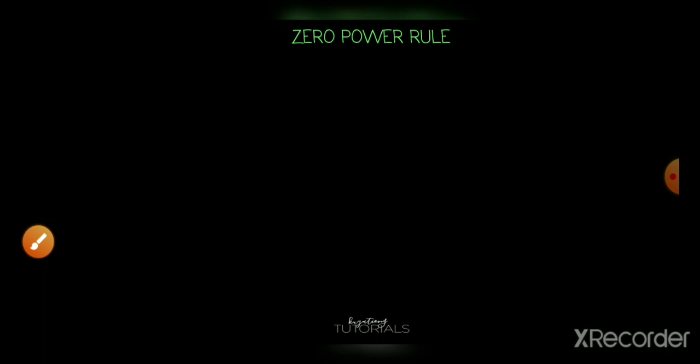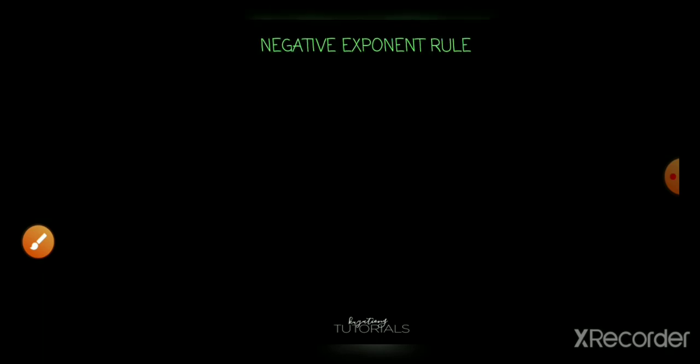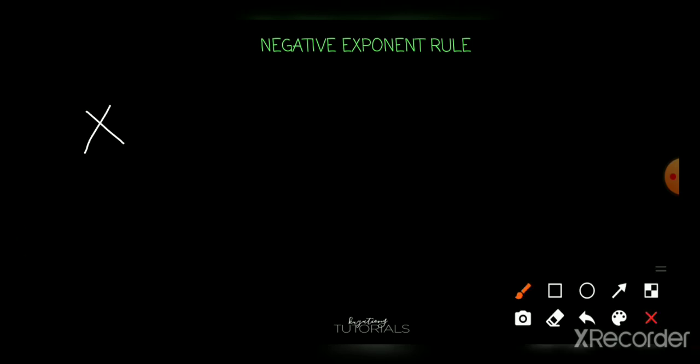Okay. So, the last rule is the negative exponent rule. Of course, from the name, the exponent is negative. Now, whenever the exponent is negative, it cannot remain negative. We must make it positive. For example, x raised to the power of negative 2. It cannot remain as negative 2 for the exponent. So, what do we do to make it positive?